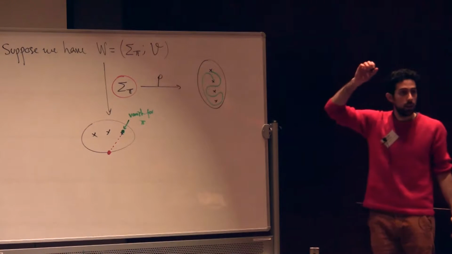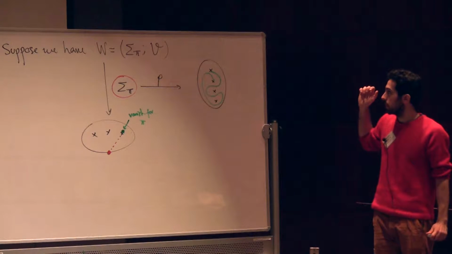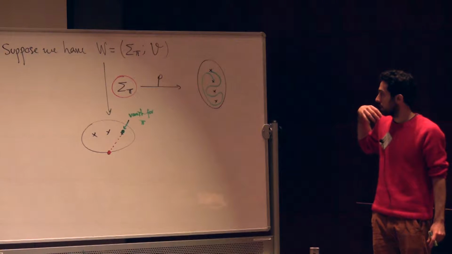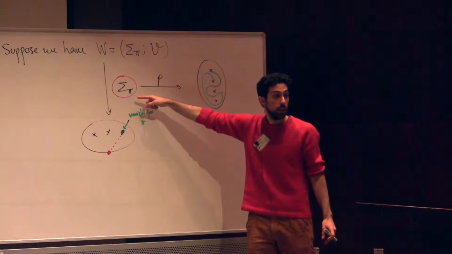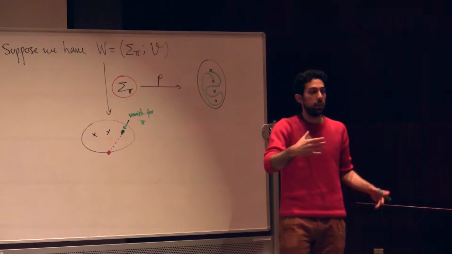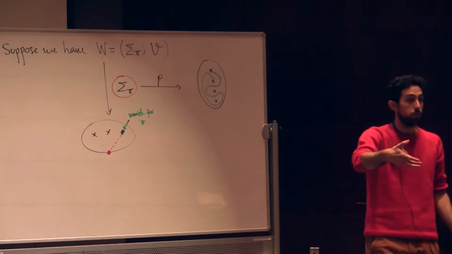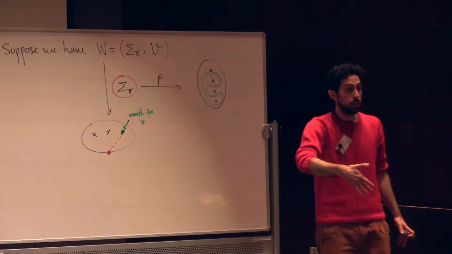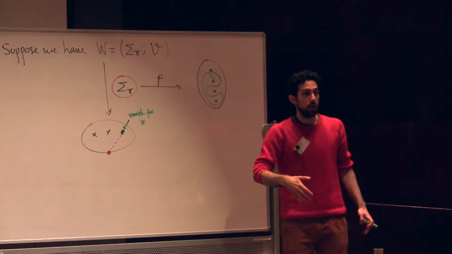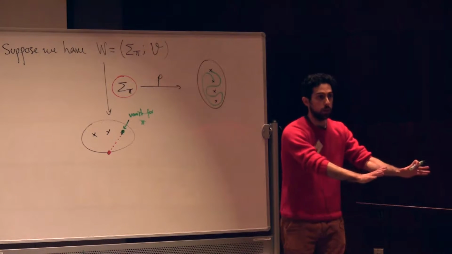Can you repeat? I'm just making sure that it's on the picture. The vanishing cycle for pi is something that lives in W? No, it's something that lives in sigma pi. The vanishing cycle is what gets contracted when you approach a critical point. So it's an exact Lagrangian in the fiber. So now you have an exact Lagrangian in the fiber.